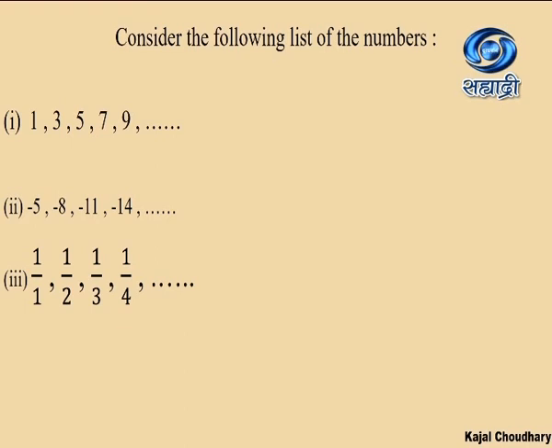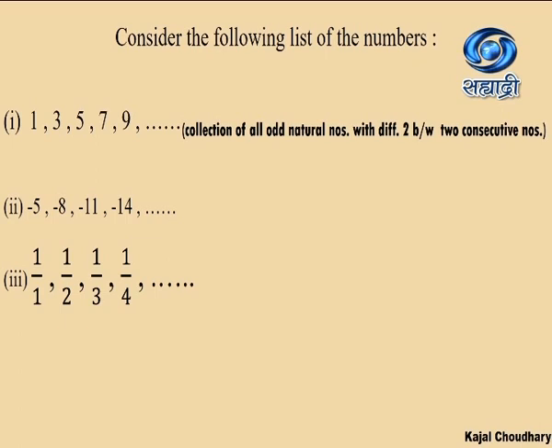So let's see the first series of numbers: 1, 3, 5, 7, 9. If you have observed it carefully, all the numbers in the series are odd numbers. So they are a collection of odd natural numbers with a difference of 2 between two consecutive numbers. Consecutive numbers means two immediate numbers, like 1 and 3 are consecutive, 3 and 5 are consecutive, 7 and 9 are consecutive, and in the same way.